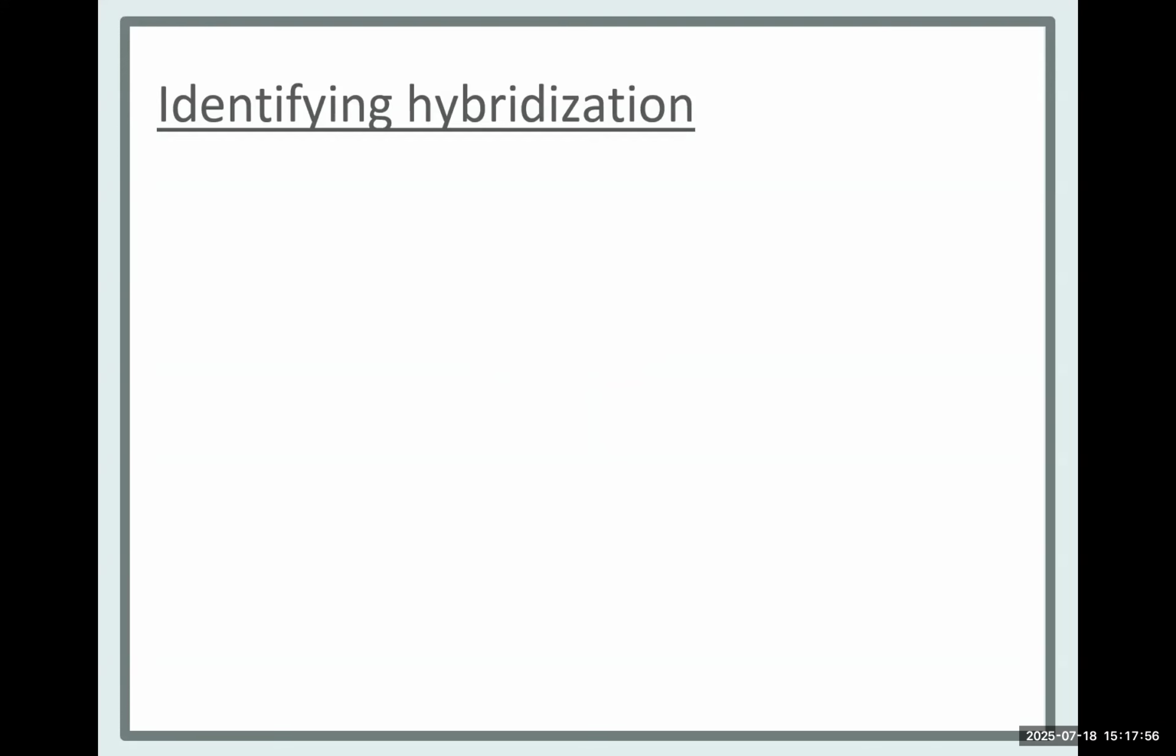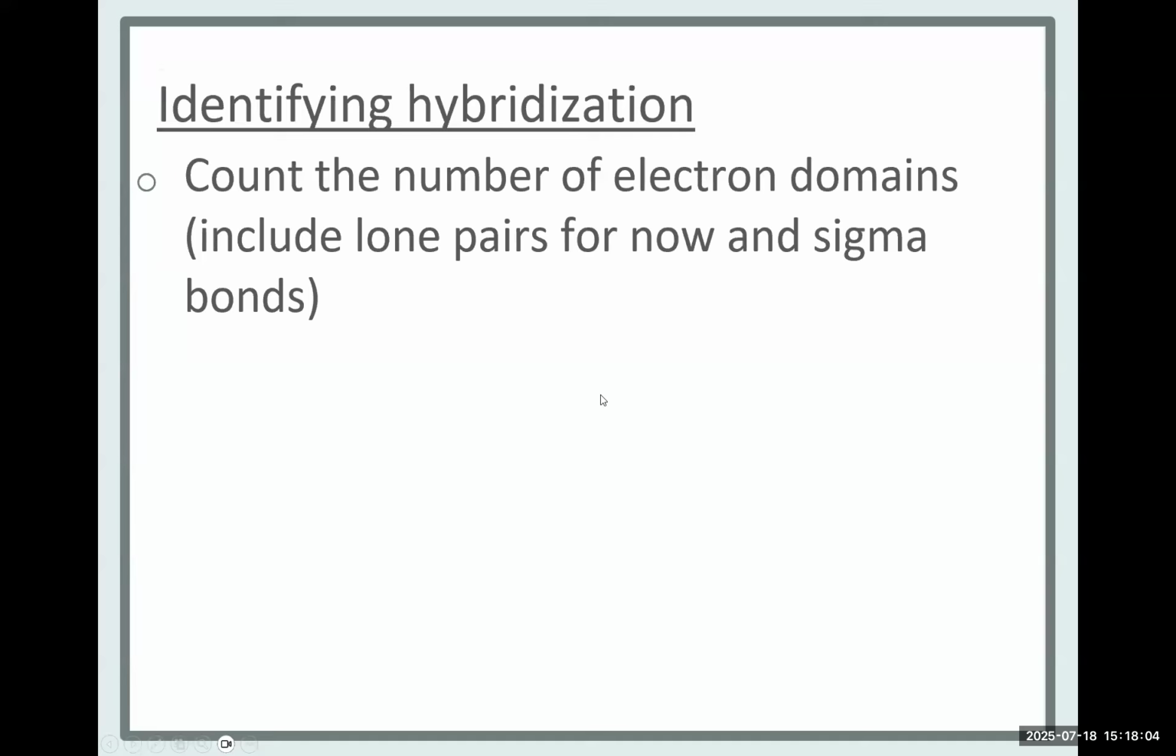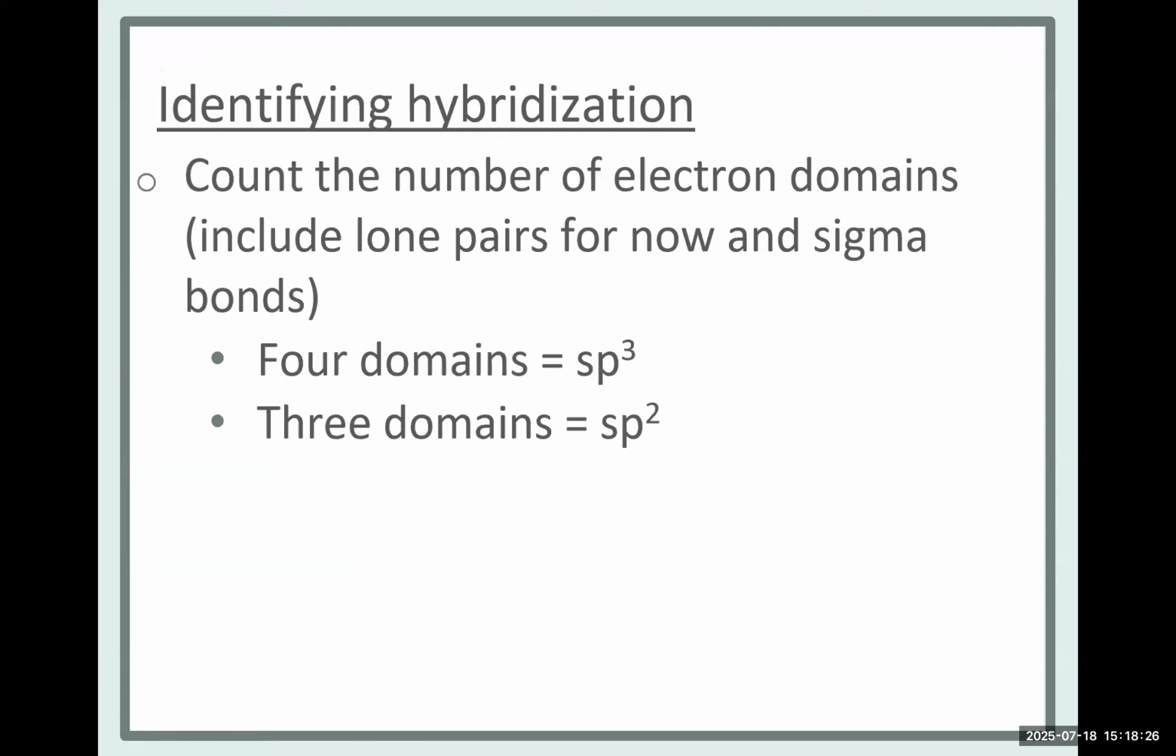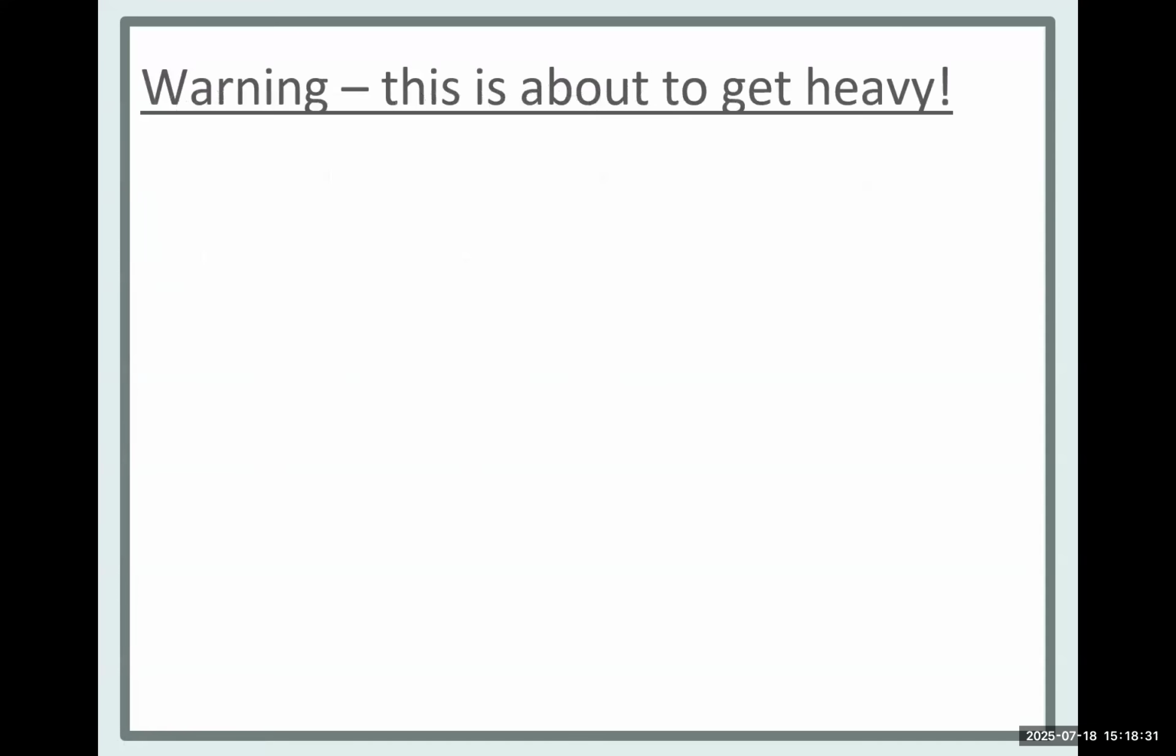So that is a little overview. What we just finished was an overview of hybridization. What we learned is we can figure out what hybridization is by counting the number of electron domains. This includes lone pairs and sigma bonds, but not double bonds. With double bonds, we don't count the pi bond, just the sigma bond. We're not counting them twice. So a double bond is one electron domain because it has one sigma bond. If there are 4 domains, it's sp3 hybridized. If there are 3, it's sp2. And if there are just 2 domains, it's sp hybridized.